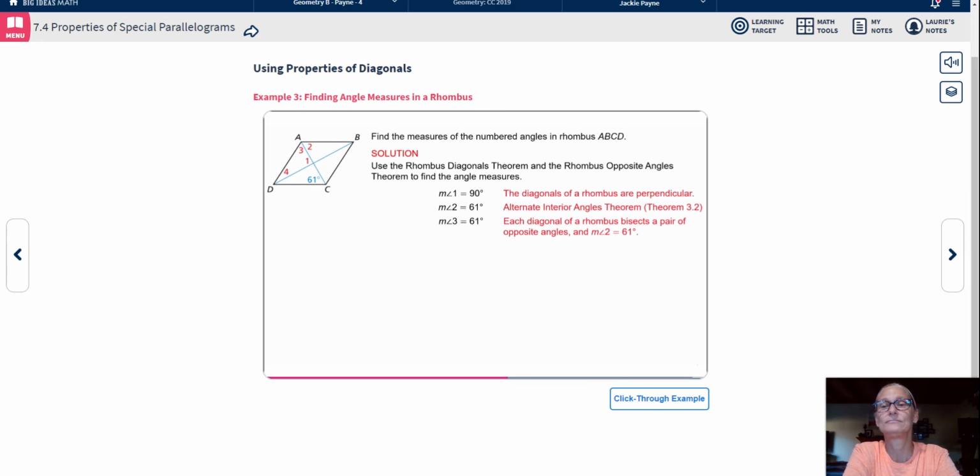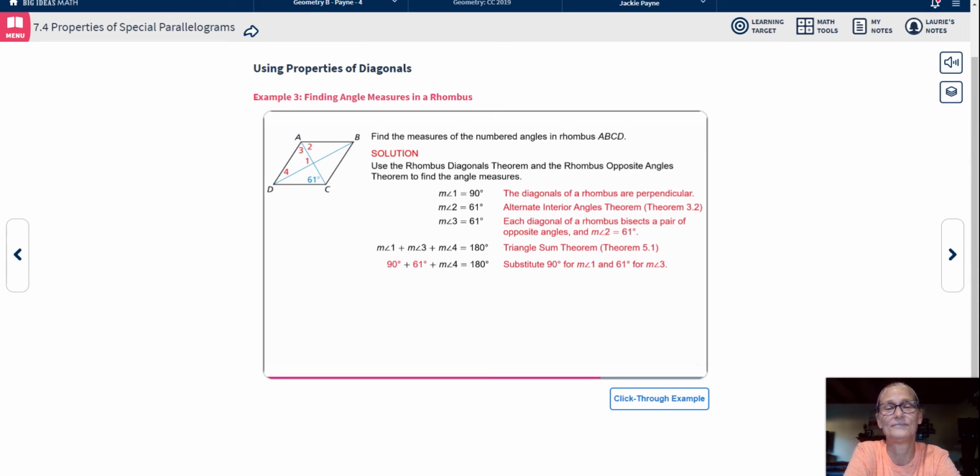Finally, to find the measure of angle 4, use the Triangle Sum Theorem. By this theorem, the sum of the measures of the interior angles of a triangle is 180 degrees. So, the measure of angle 1 plus the measure of angle 3 plus the measure of angle 4 equals 180 degrees. Substitute 90 degrees for the measure of angle 1 and 61 degrees for the measure of angle 3. Now solve for the measure of angle 4.